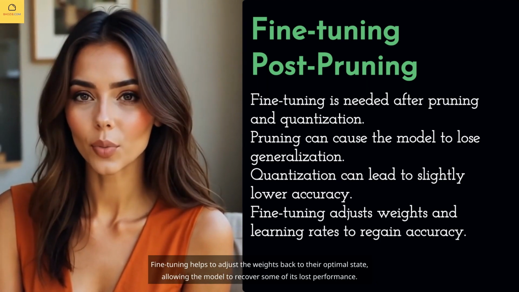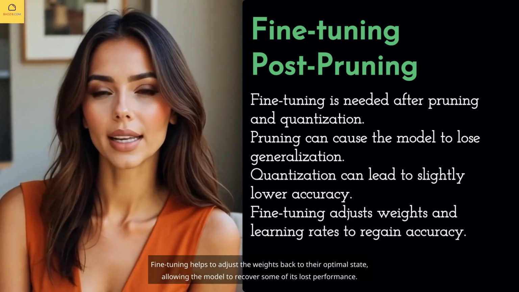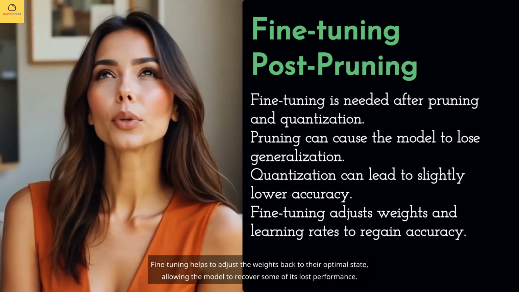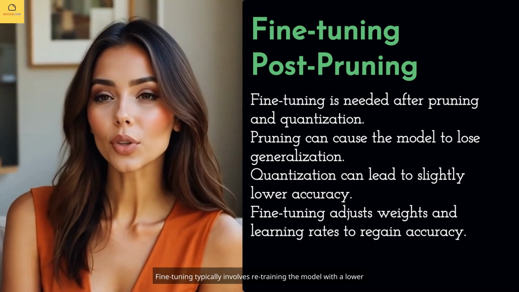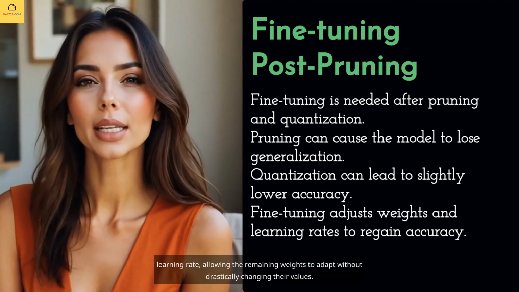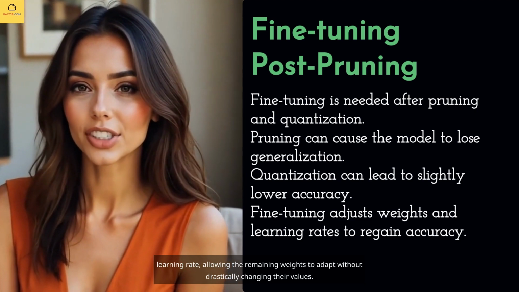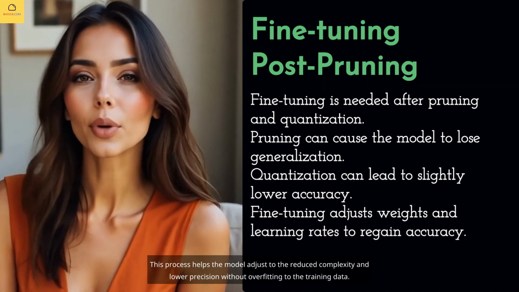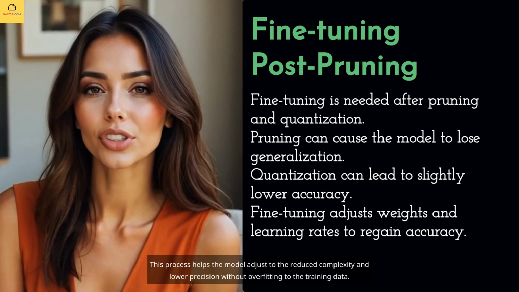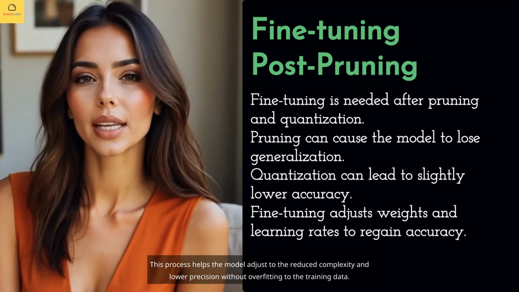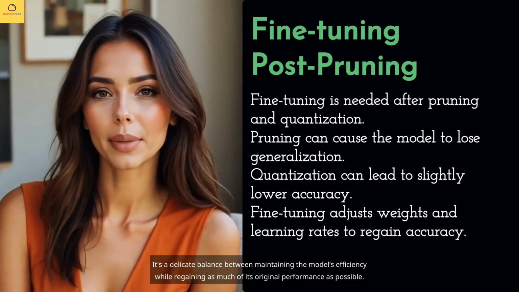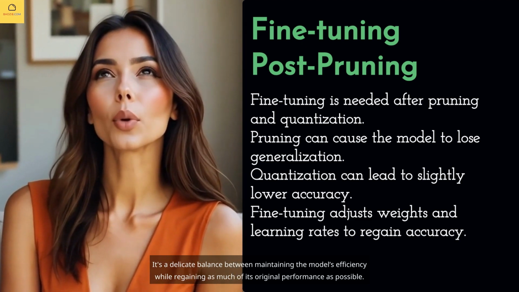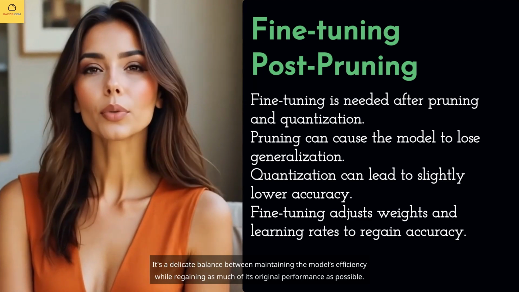Fine-tuning helps to adjust the weights back to their optimal state, allowing the model to recover some of its lost performance. Fine-tuning typically involves retraining the model with a lower learning rate, allowing the remaining weights to adapt without drastically changing their values. This process helps the model adjust to the reduced complexity and lower precision without overfitting to the training data. It's a delicate balance between maintaining the model's efficiency while regaining as much of its original performance as possible.